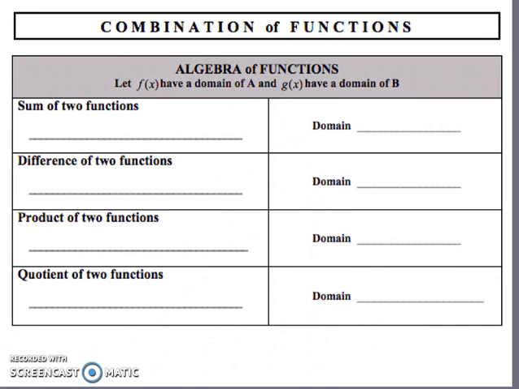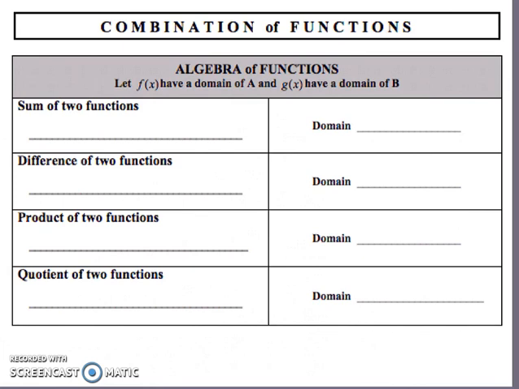In order to define these combinations, we're going to have our two functions, f of x that has a domain of A and g of x that has a domain of B. Because whenever we talk about operations on functions, we always have to be cognizant of their domains and what the domain of the combination will be.